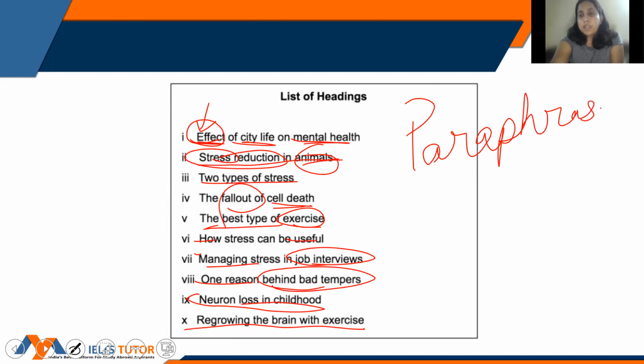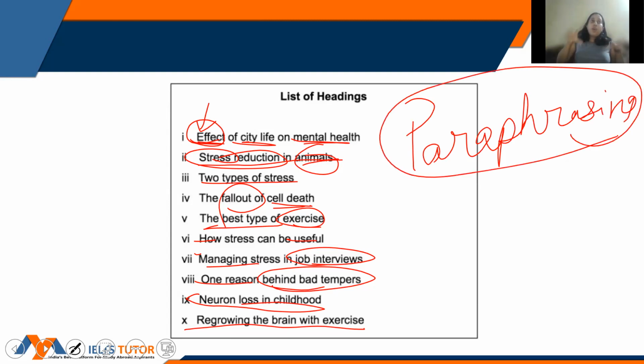What is paraphrasing? Paraphrasing is a crucial skill, the foundation of the IELTS test. Listening, reading, writing, and speaking, all four modules. If you know how to recognize paraphrasing or how to do paraphrasing, you can easily handle the modules, especially reading and listening. And even in writing and speaking, you are required to paraphrase the information. What is paraphrasing?